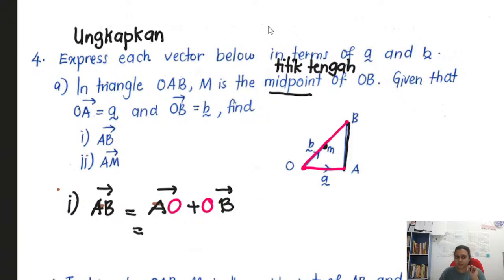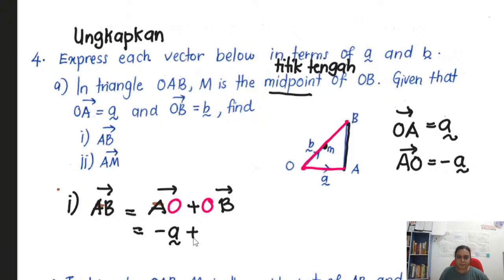Kita tahu AO tak? Okay, kita tahu OA ialah A, correct or not? OA is A. So if AO terbalik means is negative A. So here kita boleh tulis negative A. OB kita tahu? Yes, OB is B. So we just write B. Okay, finish. The first one done.